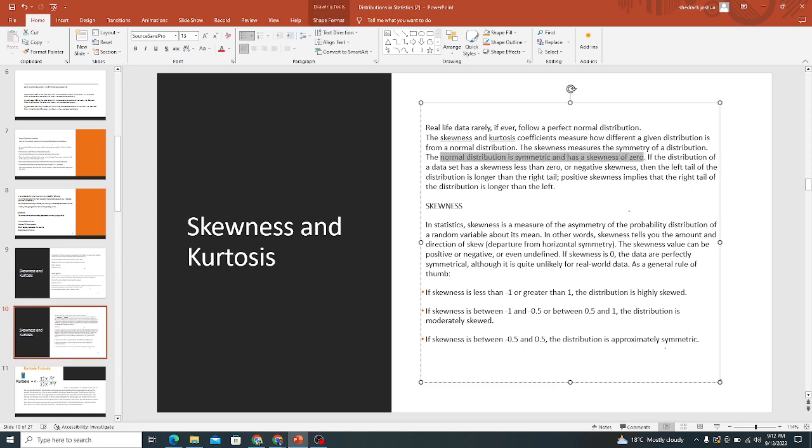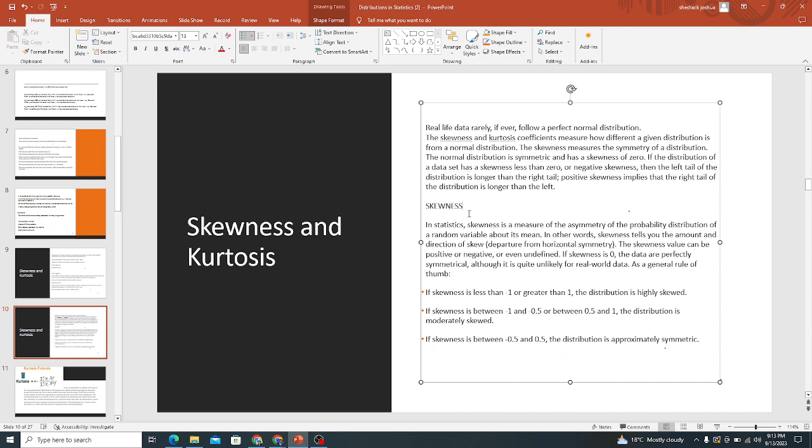Remember that for a perfect normal distribution, or a standard normal distribution, the skewness is 0. If the distribution of a data set has a skewness less than 0, or negative skewness, then the left tail of the distribution is longer than the right tail. A positive skewness implies that the right tail of a distribution is longer than the left. I had illustrated that.